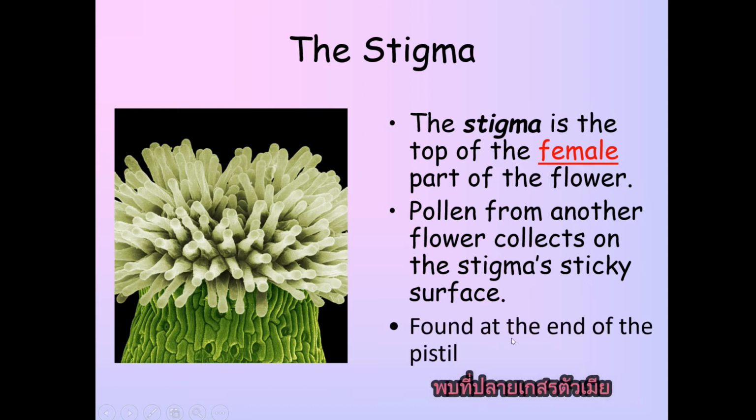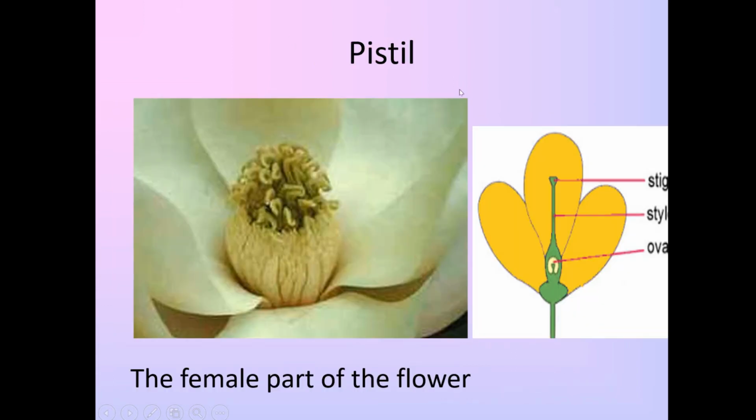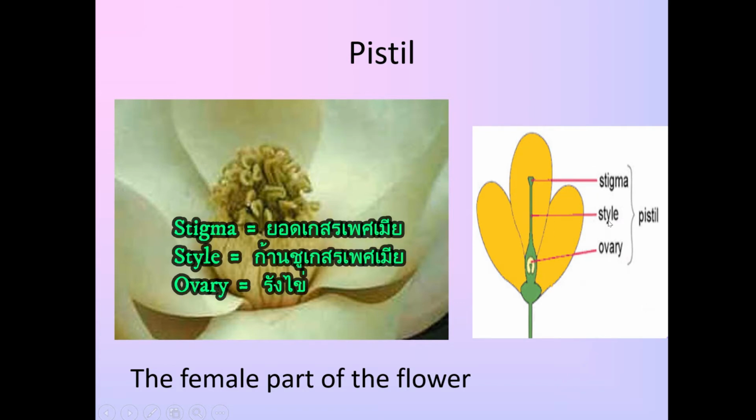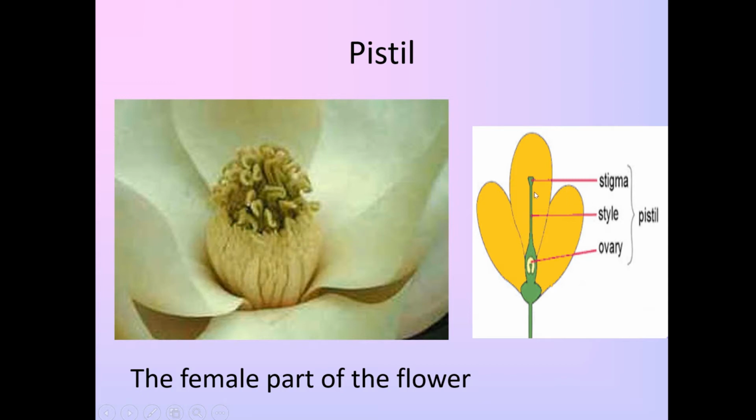Okay, now you can find this at the end of the pistil. So this is the pistil. The pistil is the stigma, style, and ovary. That is the female part of the flower.